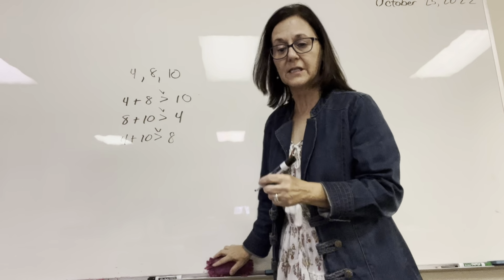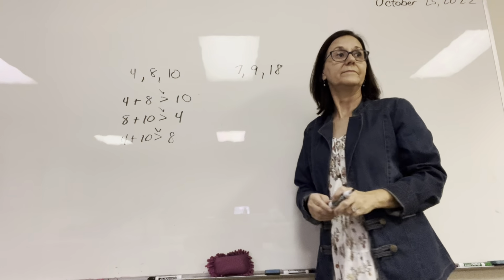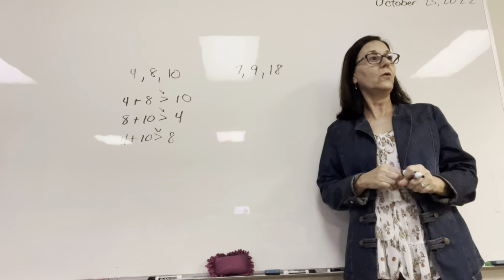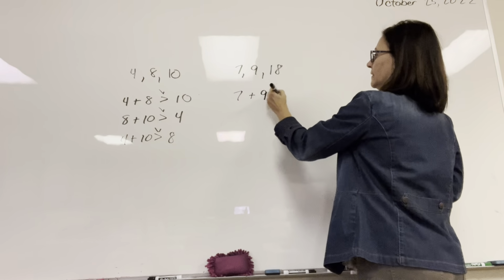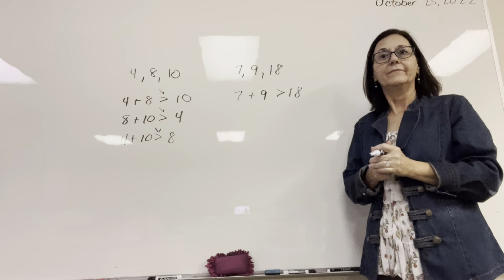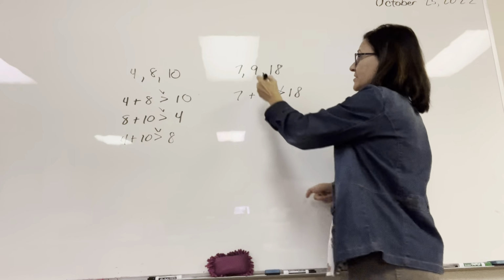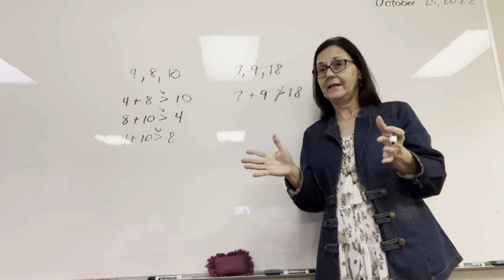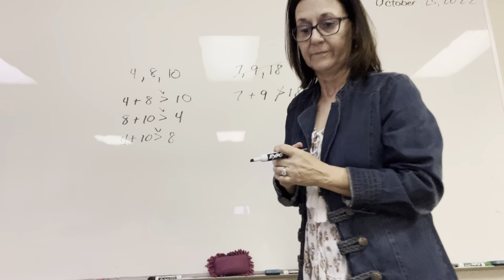What if I told you the sides were 7, 9, and 18? Julia, what would be one inequality that I would write? 7 plus 9 is greater than 18. Does that work? No, because that's 16. So 7, 9, and 18 cannot be the lengths of the sides of a triangle. It would not make a triangle.